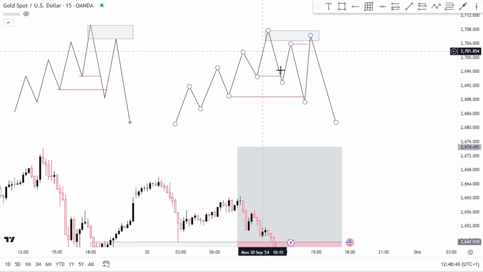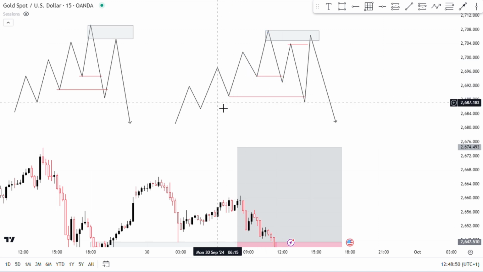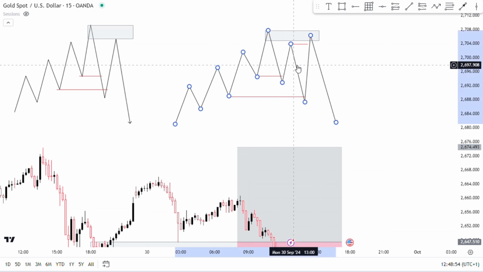So if you don't understand this very well, I will encourage you to watch some of my videos so you can have full understanding about this, and also learn how to go down to lower time frame to increase your risk to reward ratio. So let me just delete all this line right here.